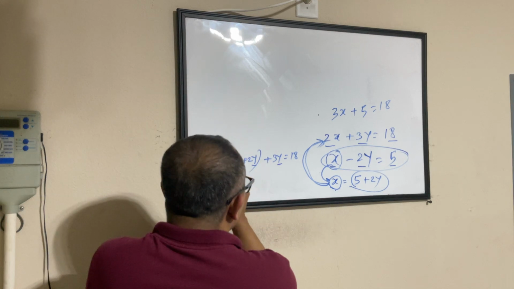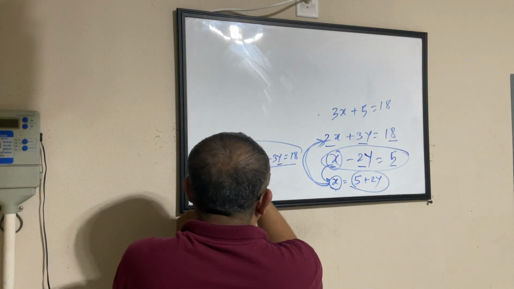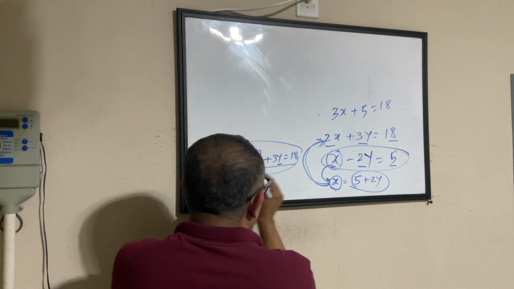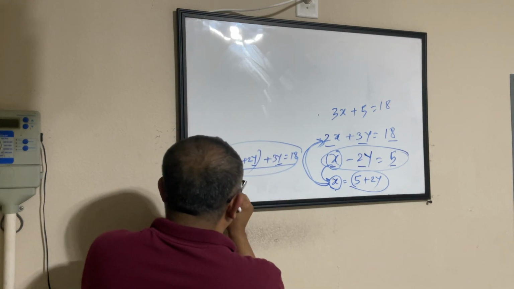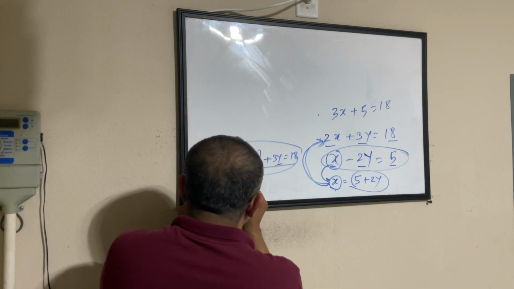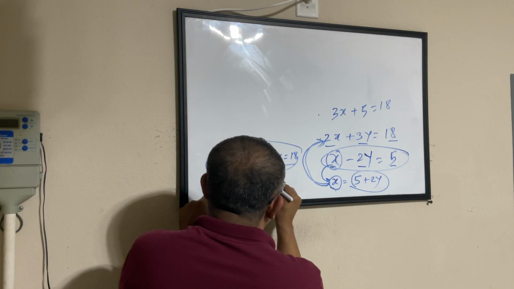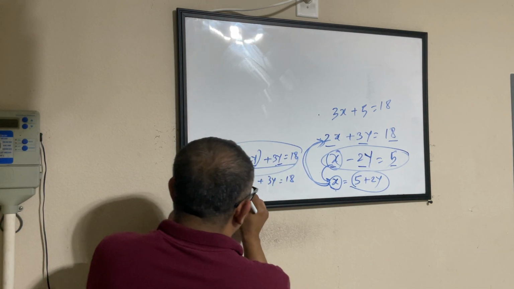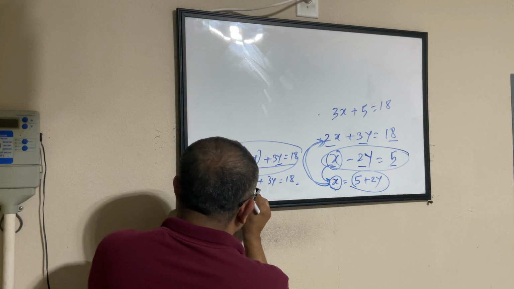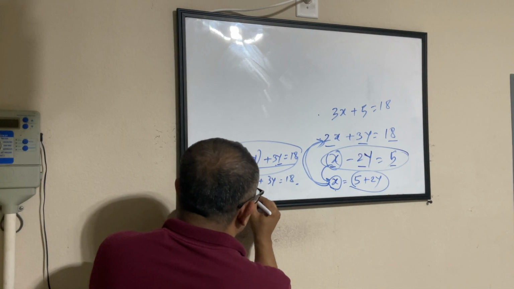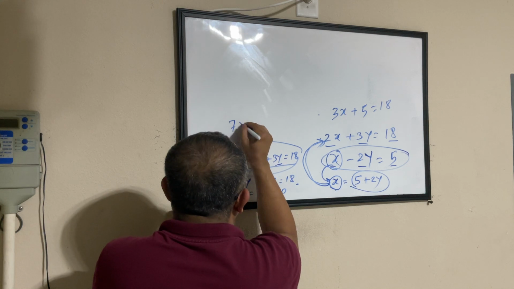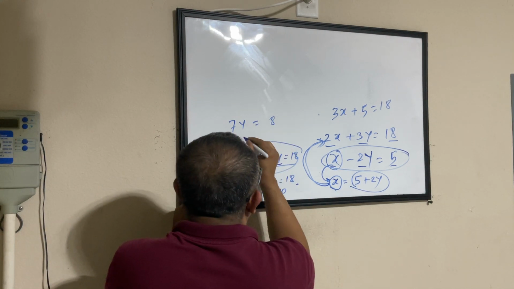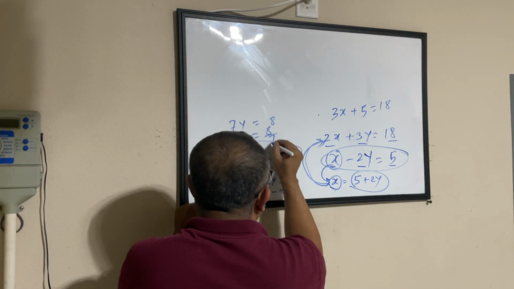So what happened was, my first equation became an equation with only one variable. See, from this you can find out the value of y. 2 times 5 is 10, 2 times 2y is 4y, plus 3y equal to 18. This 10 goes here, this is 4y plus 3y, 7y equals 18 minus 10. So 7y equals 8, y equals 8 by 7.